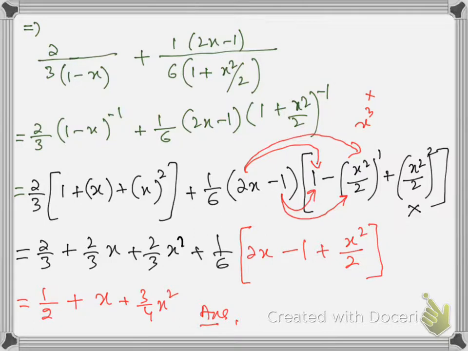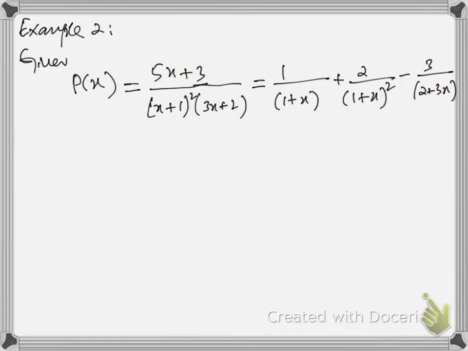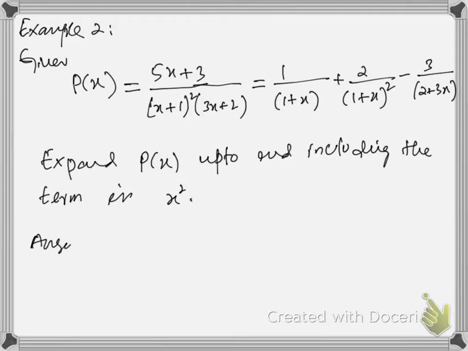for partial fractions and binomial theorem. This is example number 2, and we have to expand p of x up to and including the term in x square. Let's start the solution. The question is expand p of x up to and including the term in x square. Answer. Before starting this question, first we need to make the first term 1 in the last fraction here.